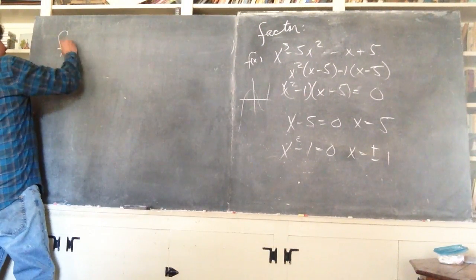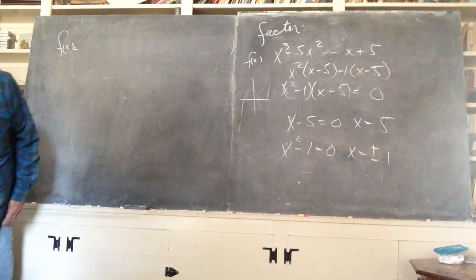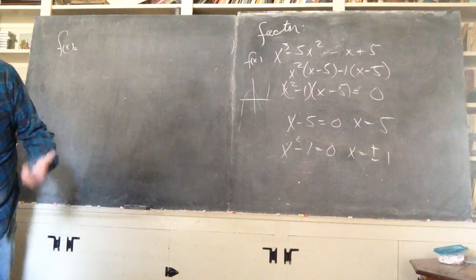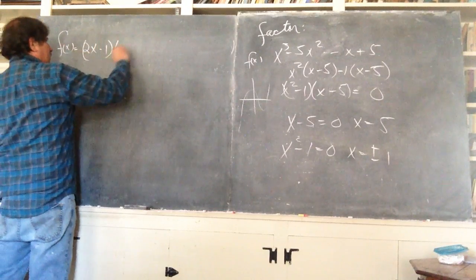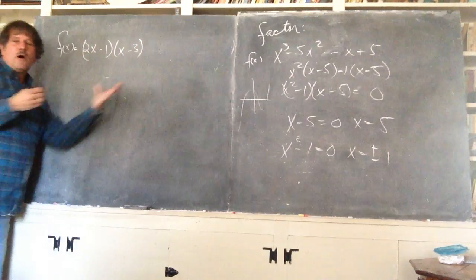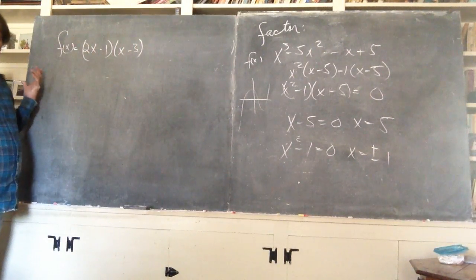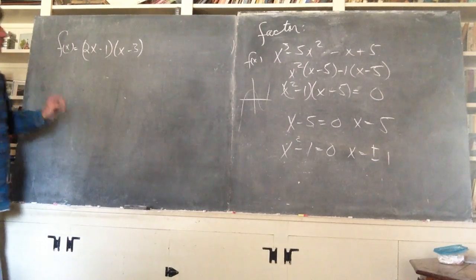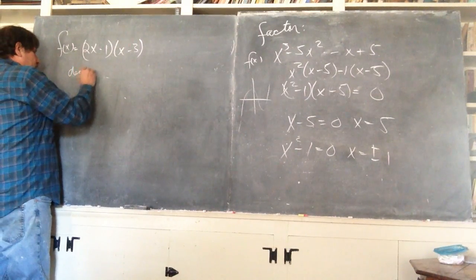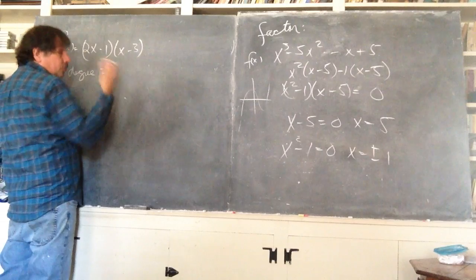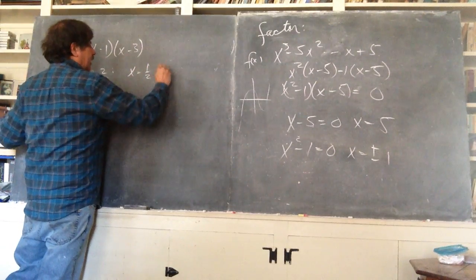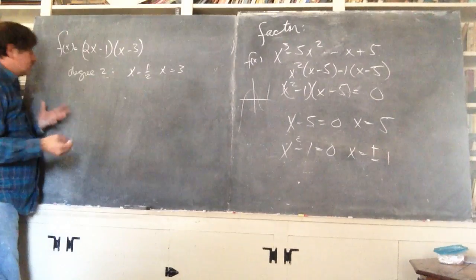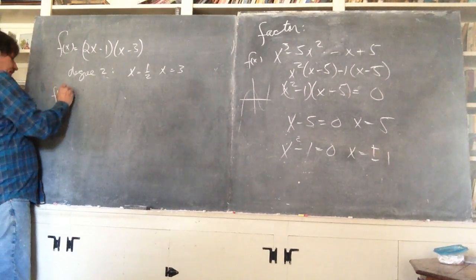For example, f of x equals, let's say, 2x minus 1 times x minus 3. So far, this is degree 2. There will be at most 2 solutions, and the 2 solutions are x is a half and x is 3.